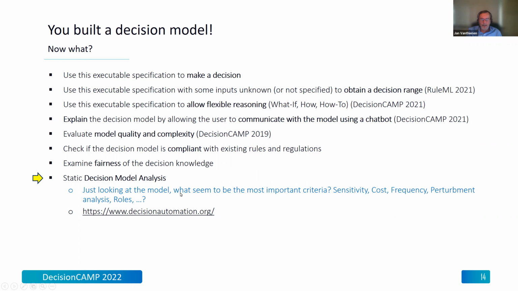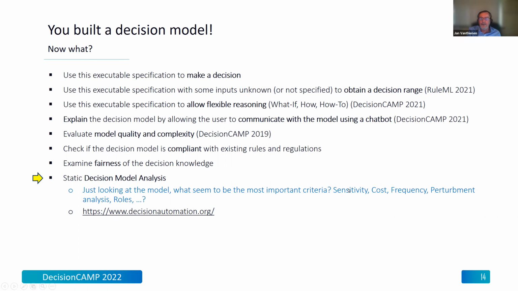In the decision model and notation group, you can find information on decisionautomation.org. We are dealing with some of the issues. One of them is perturbation. If you don't know the term perturbation, you should go to Jan Purchase. He can explain it to you. But we can do all types of things with these models, just looking at the model and trying to see if it makes sense.